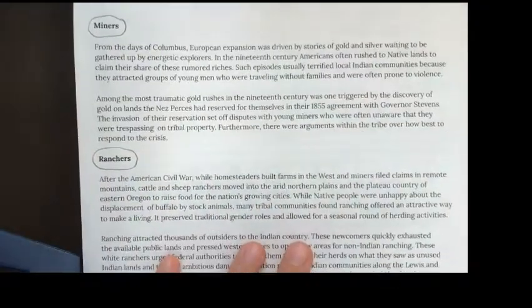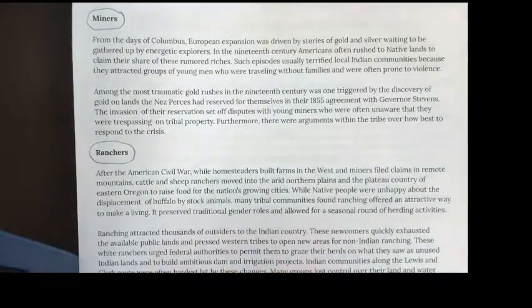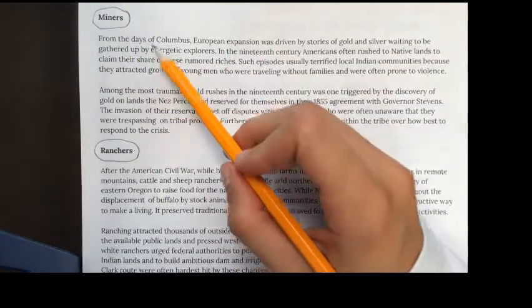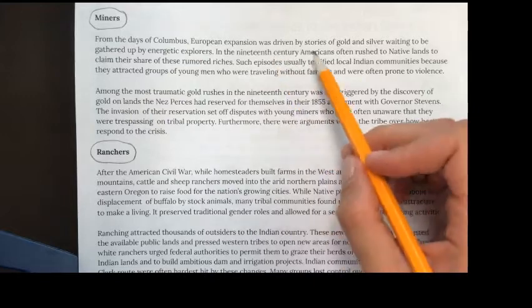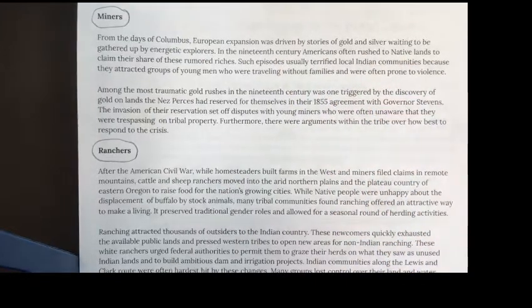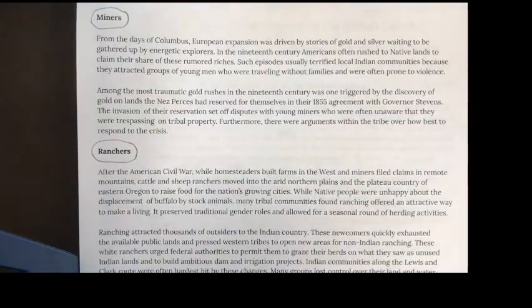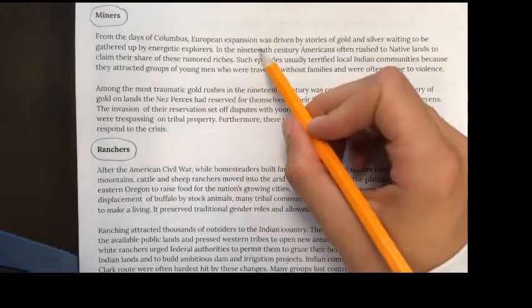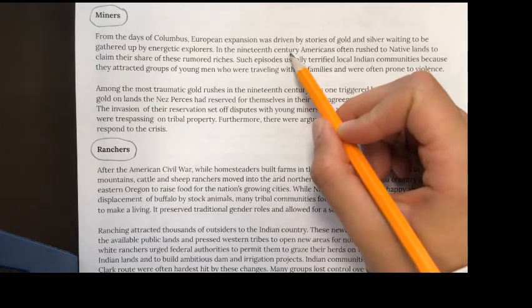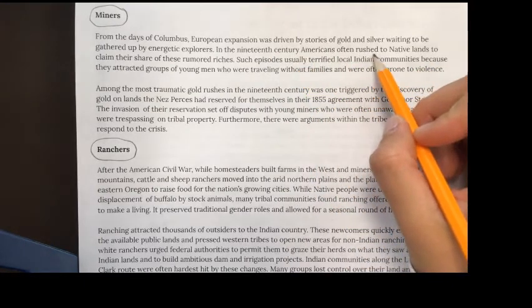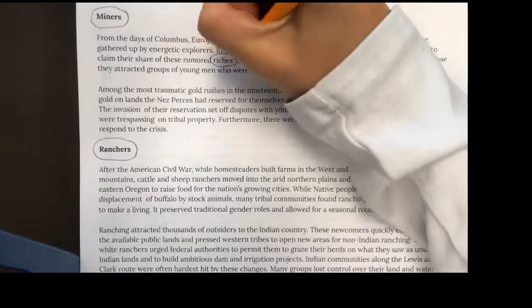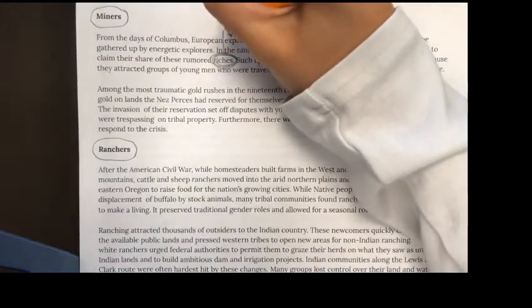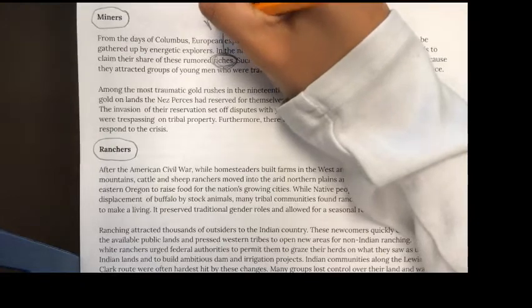All right, miners. From the days of Columbus, European expansion was driven by stories of gold and silver waiting to be gathered up by energetic explorers. In the 19th century, Americans often rushed to native lands to claim their share of these riches. So again, people wanted that money.